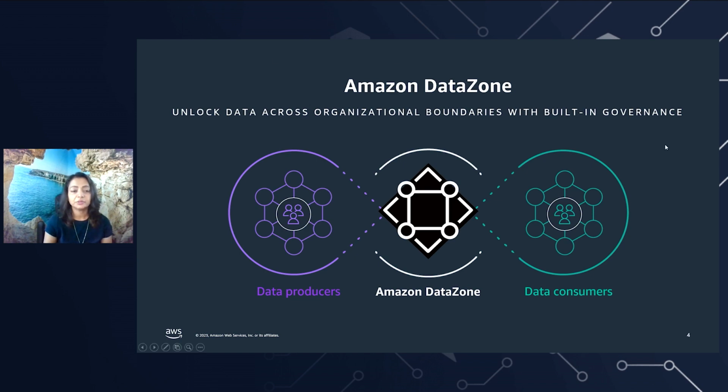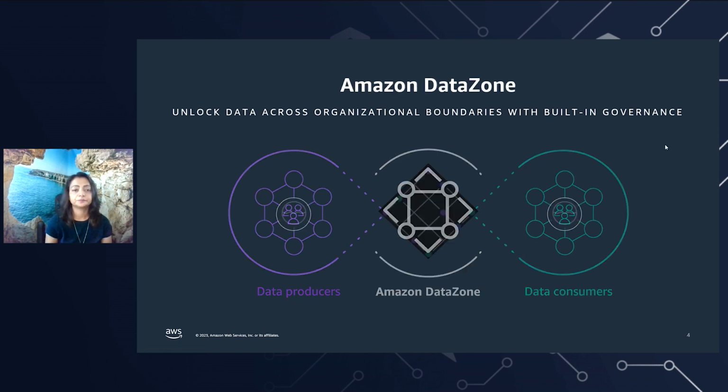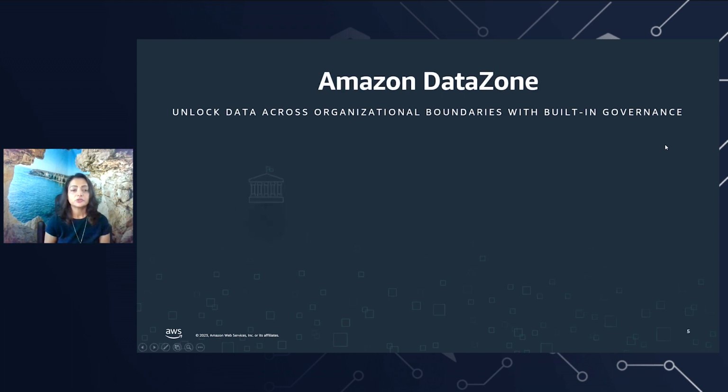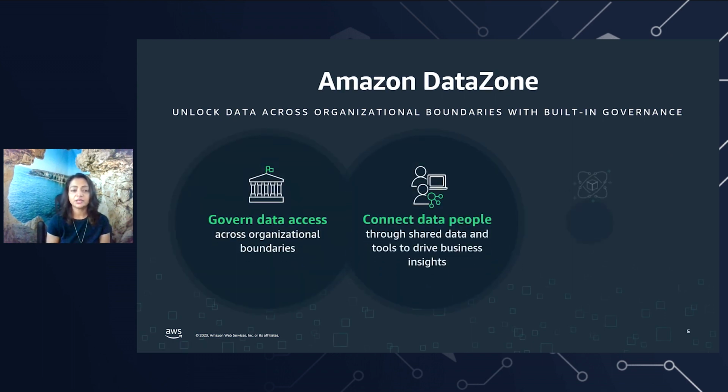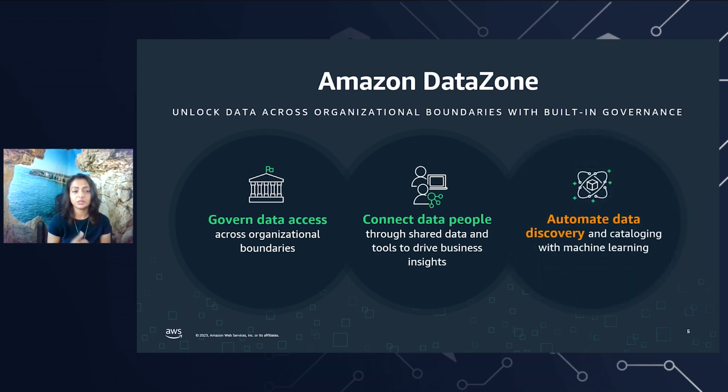Let's go a little bit deeper into how we do that. We'll talk about three main things. Number one, governing data access across organizational boundaries. Number two, connecting data people through shared data and tools. And number three, automated data discovery, which is what we want to demo to you today. But let's start with the first one.